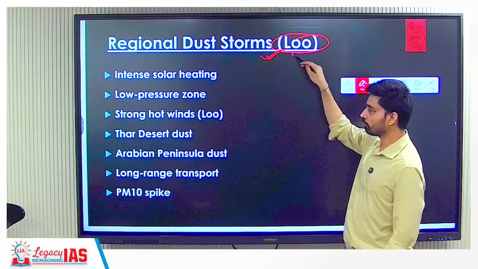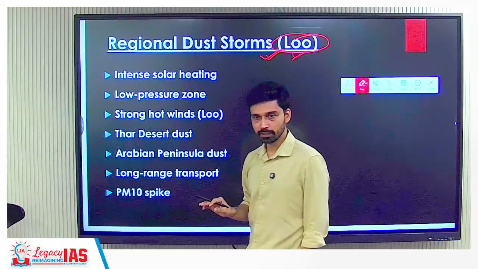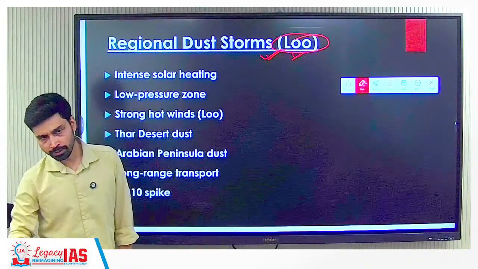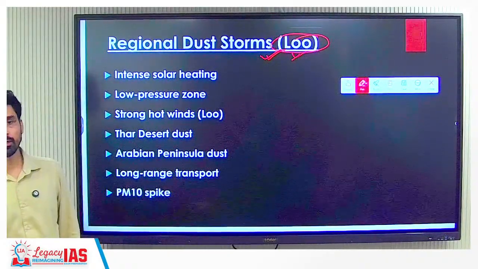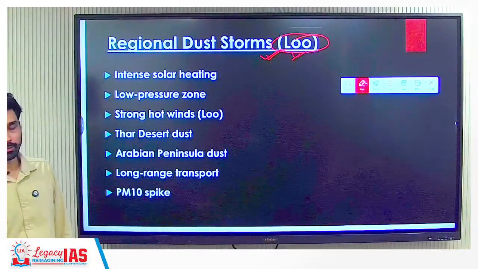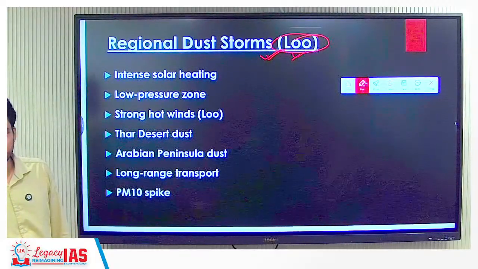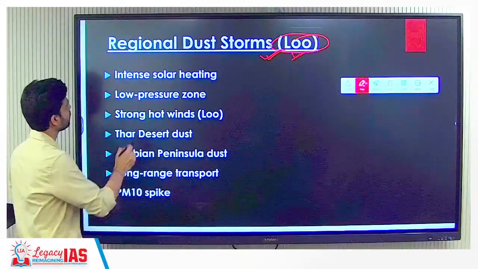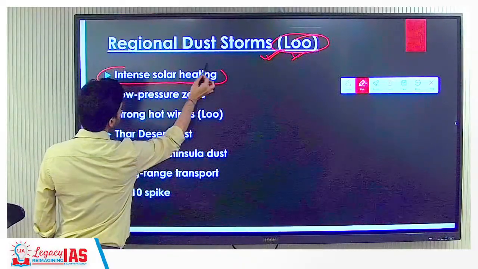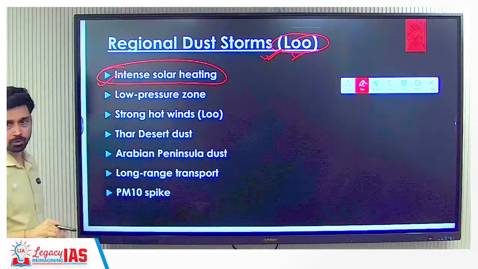In local winds, which wind have we talked about? Loo winds, in the summer month. So in the plains of India, starting from Pakistan, then you have the Thar Desert. Wind blows from the Thar Desert and goes toward the eastern part. So why do such winds come into existence? Because of intense solar heating.